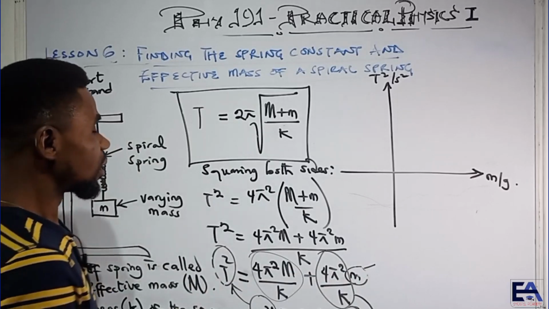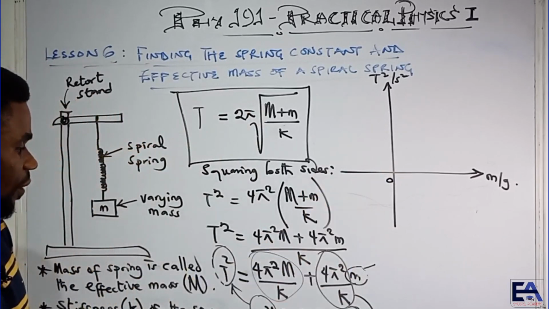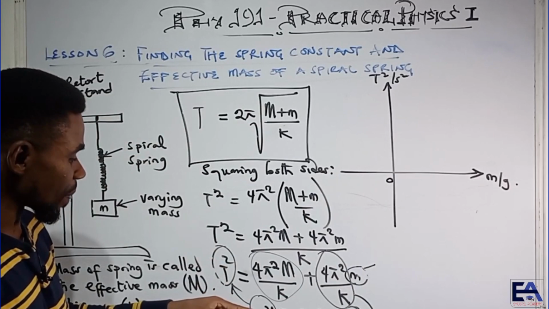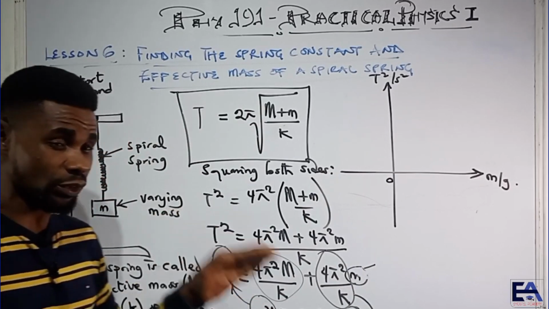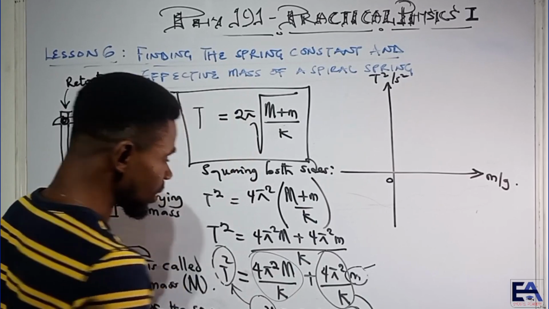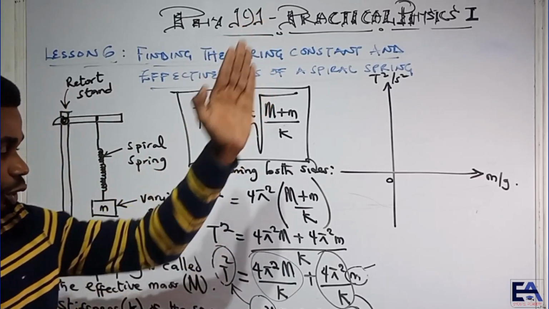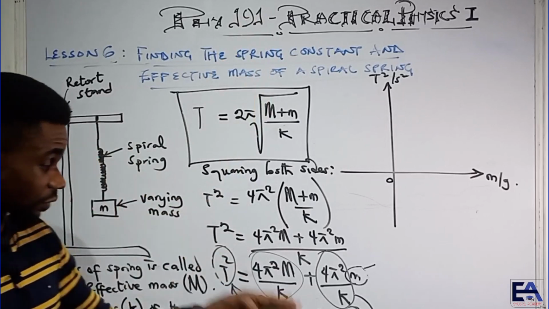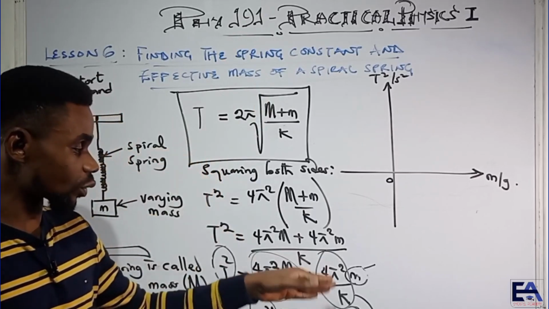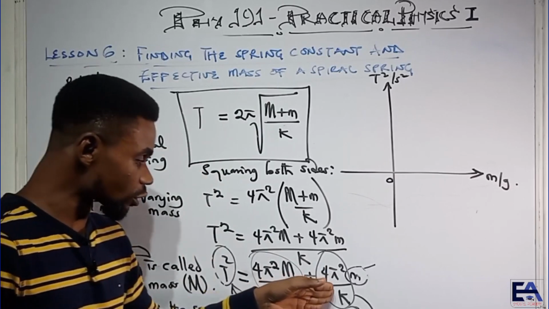Okay, with that settled, we have the O, which is the origin. So it shows to us that this is an experiment that produces a positive slope, which means the graph will go upward because the value of the slope that we have here is positive. The graph slopes upward. It also shows that the slope of the graph is equivalent to 4 pi squared over k, which means we can determine the stiffness of the spring with the help of the slope of the graph.